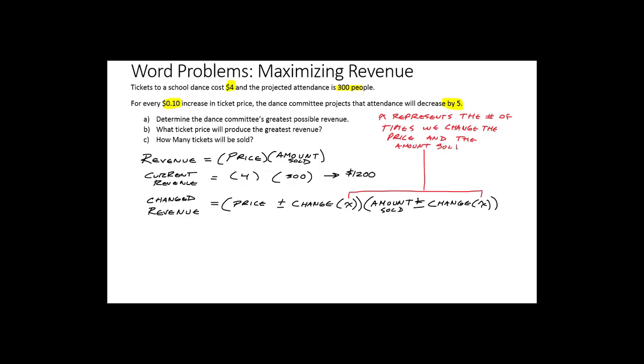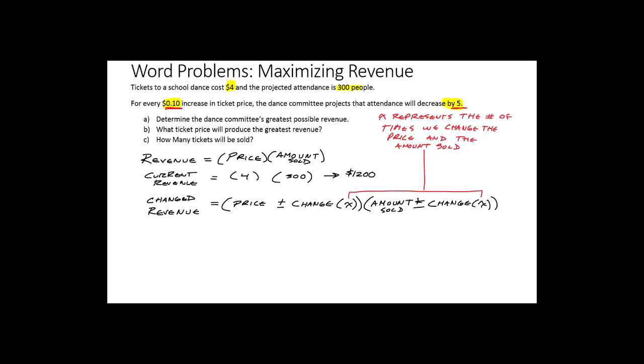In other words, how many times are we going to increase the price by 10 cents, and therefore how many times will we lose 5 people? Because if we increase it by 10 cents twice, that's increasing it by 20 cents, but that means instead of losing 5 people, we'd lose 10. Or if we increase it by 30 cents, we'd lose 15 people, and so on. So x just represents how many times, and let's figure out what x value will give us the maximum possible revenue.